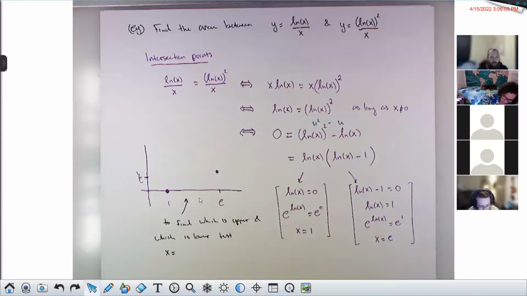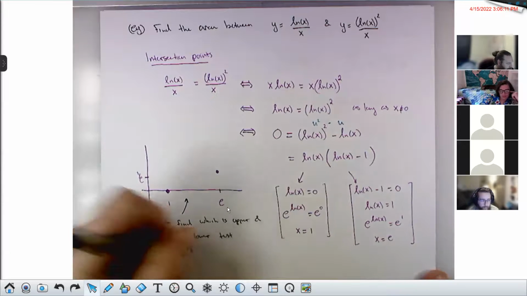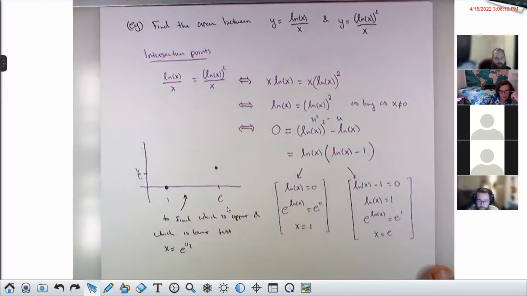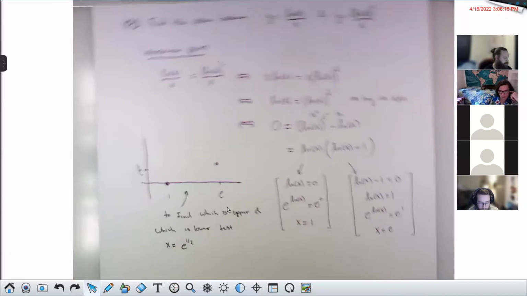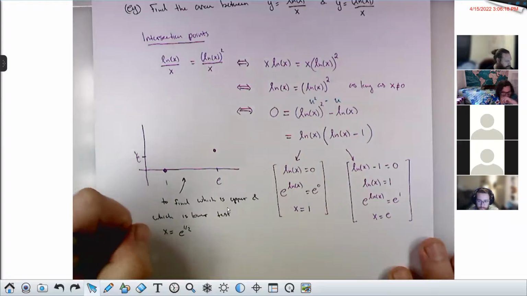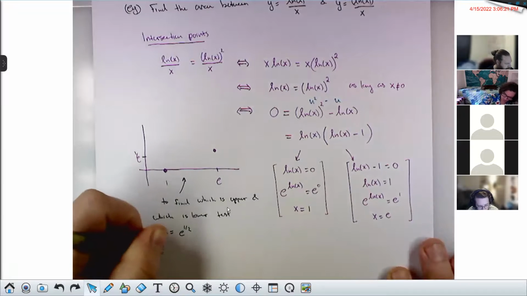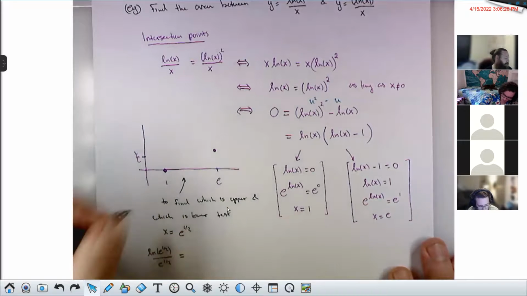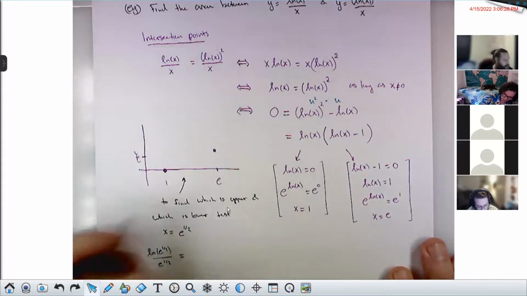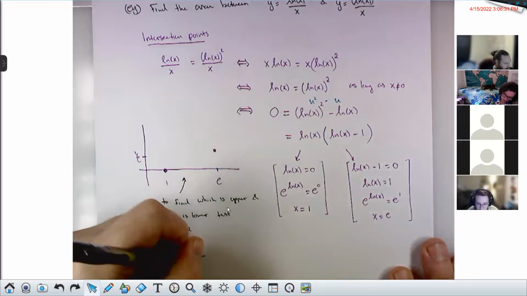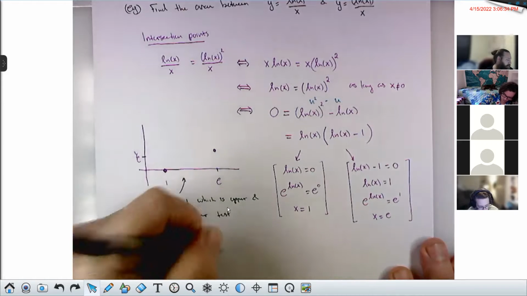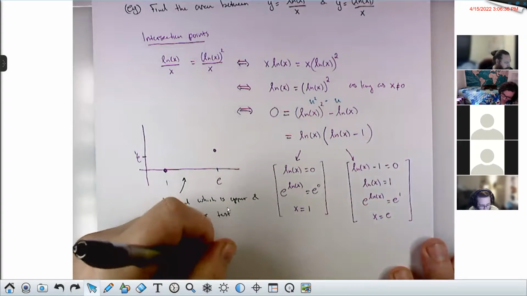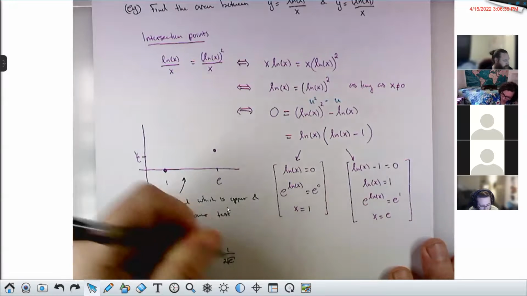So if I need a power of e that is between e to the 0 and e to the 1, I could use like e to the 1/2. So the first curve, if I plug e to the 1/2 in, upstairs I get the natural log of e to the 1/2, which is 1/2. Downstairs I have e to the 1/2. This is 1 over 2 times the square root of e.